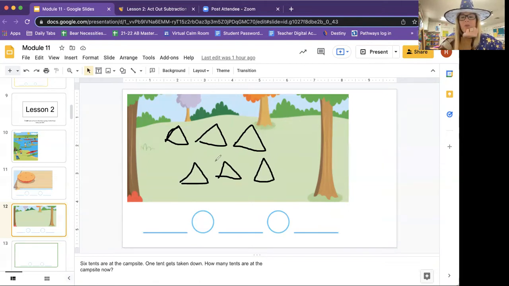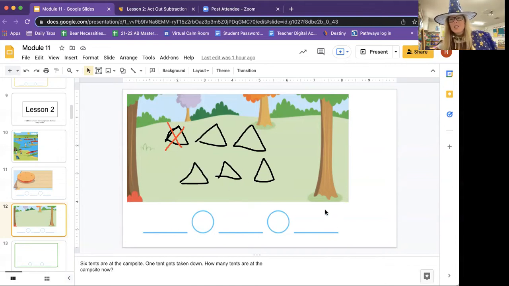One, two, three, four, five, six tents. And we're going to cross out. How many tents get taken down? One. So how many are left now? How many are there? One, two, three, four, five.